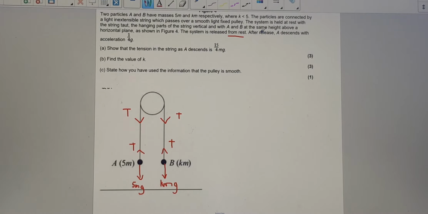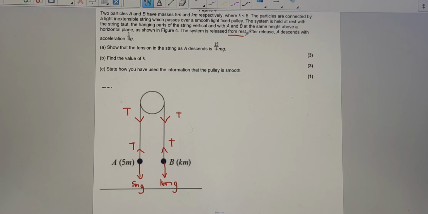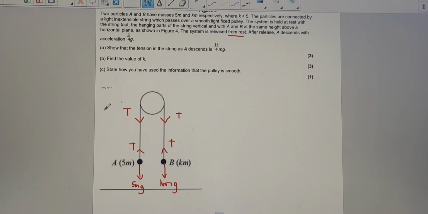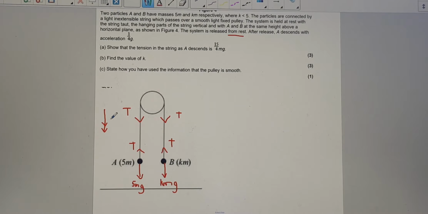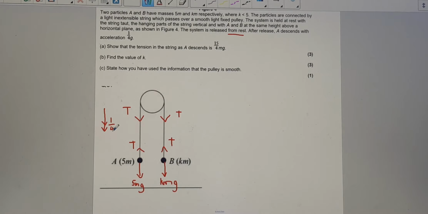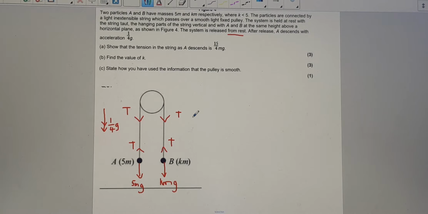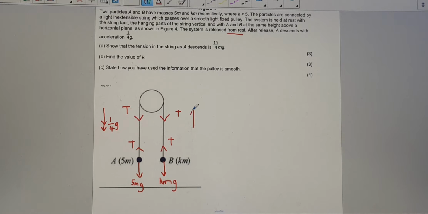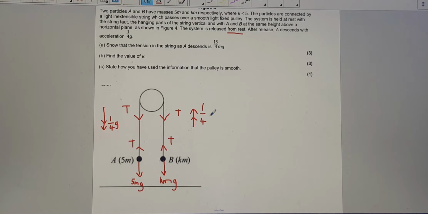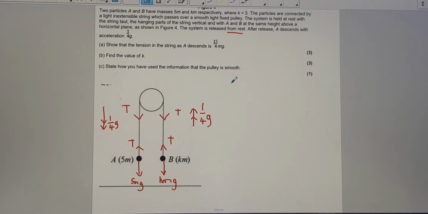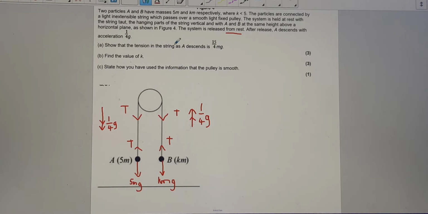Then we have these tensions here, which essentially is the force acting on the pulley. What way did it say it was accelerating again? After release, A goes down with acceleration of 1/4 g. So all of the system is accelerating with 1/4 g, or g over 4 if you wanted to say it like that. Therefore, because this is connected by a light inextensible string, I know that B will be ascending with an acceleration of 1/4 g.